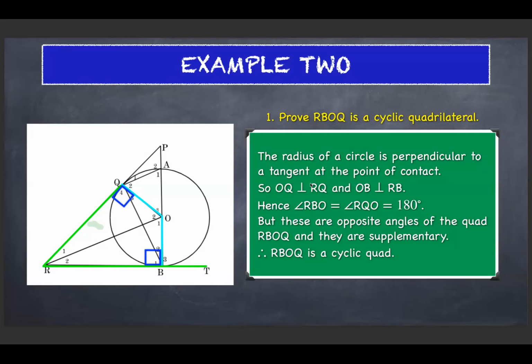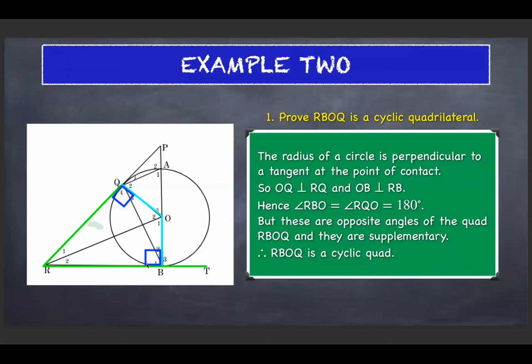Okay, so what we notice, first of all, is that we've got the radius OQ and OB there, and we've got our tangents PR and RT. When a radius and a tangent meet, if you remember our diagram earlier, they meet at a right angle, which means that the angle RQO is going to be a right angle, as you can see in blue, in that blue box there. And it's going to be the same for OB. We know OB is also a radius and RT is also a tangent. And so they're also going to meet at a right angle, right? And so we know that angle OBR is going to be a right angle.